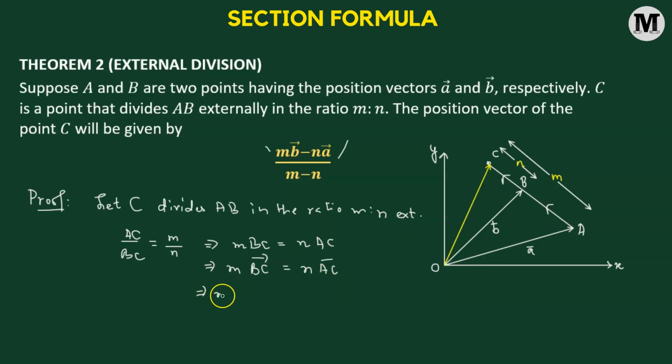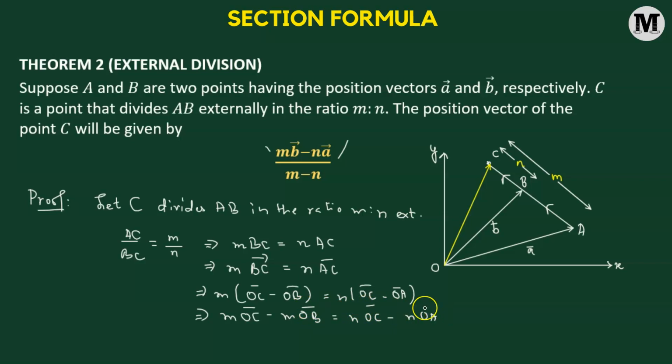Now let's open up the vector BC in terms of the position vectors. So we have vector OC minus vector OB, which will be equal to n times vector OC minus vector OA. So that will be m times OC minus m times OB, which will be equal to n times OC minus n times OA.